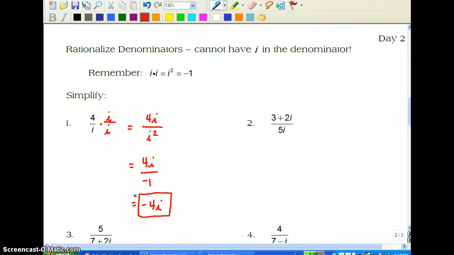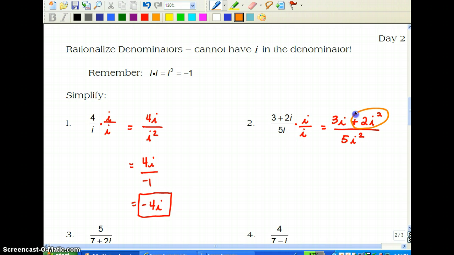In number 2, you can't have 5i in the denominator. Now the 5 is not a problem, just the i is. So it's best if you just multiply by the i. Otherwise you're just making more work for yourself and you'll have to divide by the 5 later. On the top you want to distribute. You get 3i plus 2i squared. On the bottom you get 5i squared.